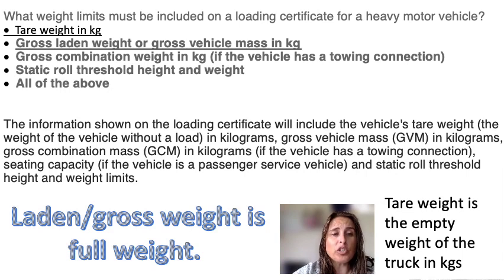The information shown on the loading certificate will include the vehicle's tare weight, the weight of the vehicle without a load in kilograms, gross vehicle mass in kilograms, gross combination mass in kilograms. If the vehicle has a towing connection, seating capacity, if the vehicle is a passenger service vehicle, and static roll threshold, height and weight limits.